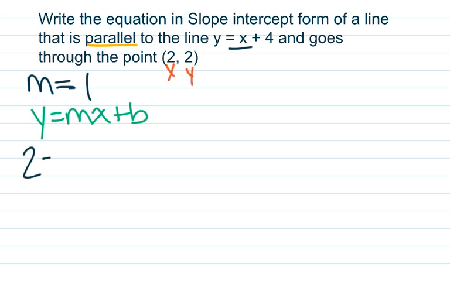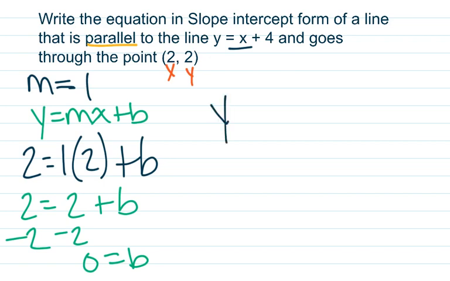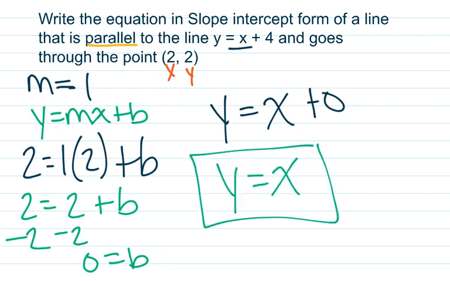So we have 2 equals 1 times 2 plus b. And then we're going to solve for b, so we have 2 equals 2 plus b, subtract 2, and we get 0 equals b. So that means our line that's parallel that goes through that point is y equals x. And you can put plus 0, but we don't really need it. It's just y equals x, and that's our answer. It has the same slope, and our b is 0, so we don't have to put it.